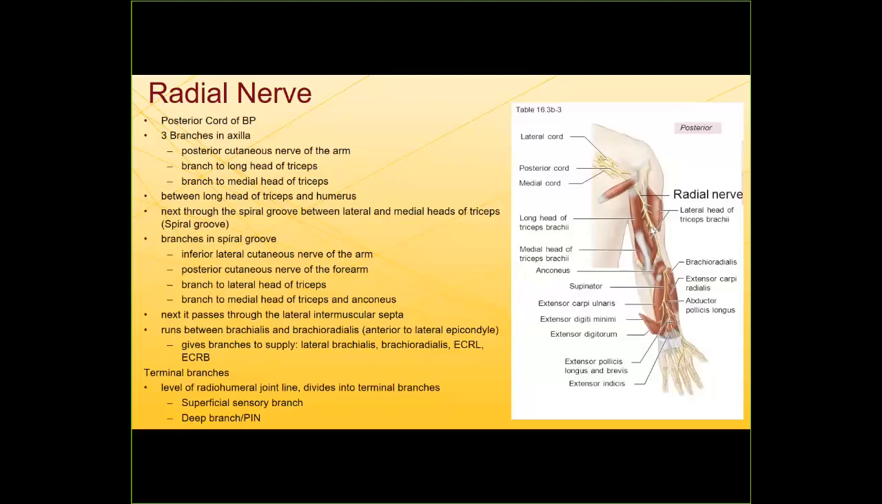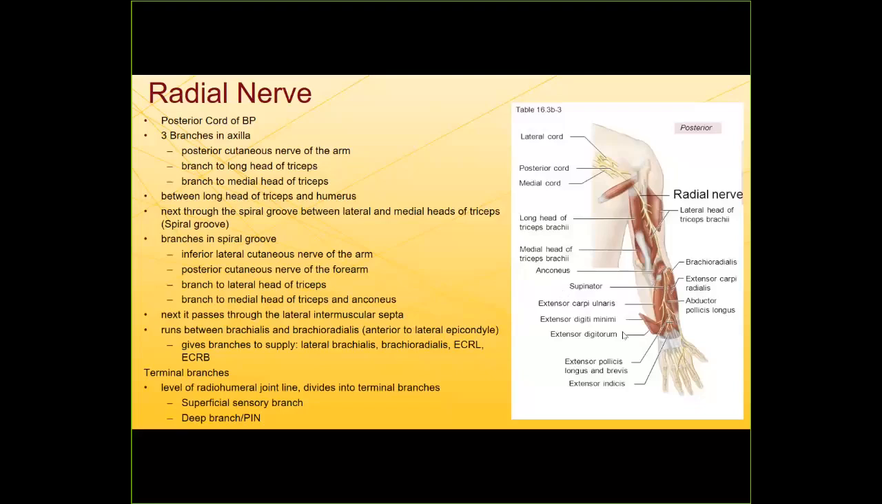the bone. Okay, and it branches as it goes through the spiral groove into an inferior lateral cutaneous nerve, a posterior cutaneous nerve, and then it sends up a branch to the lateral head of the triceps and a branch to the medial head of the triceps there as well. Okay. And then it continues and moves off laterally and comes out and actually travels between the brachialis and the brachioradialis on the anterior side of the lateral epicondyle. Okay, so anterior to the lateral epicondyle.